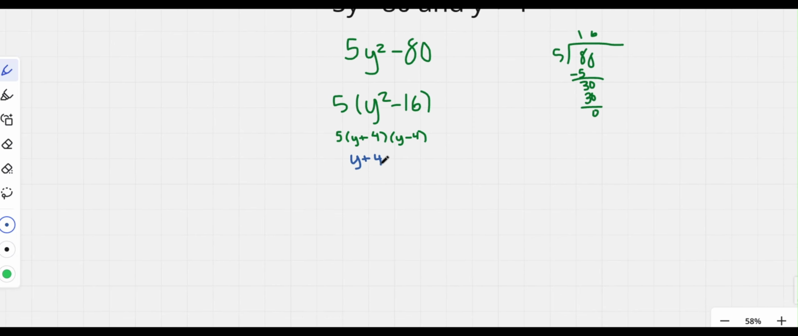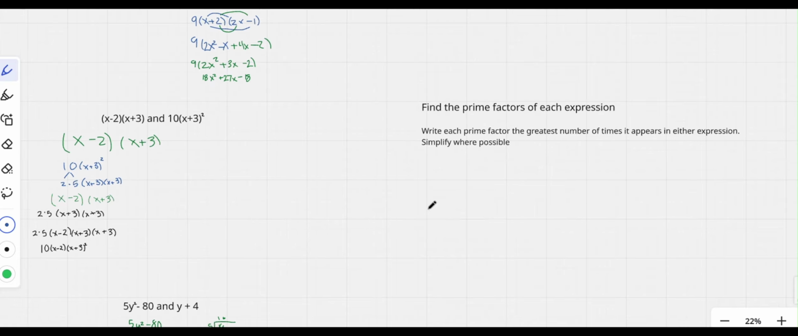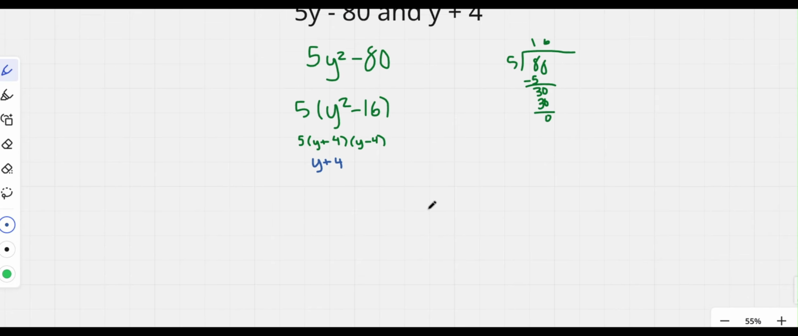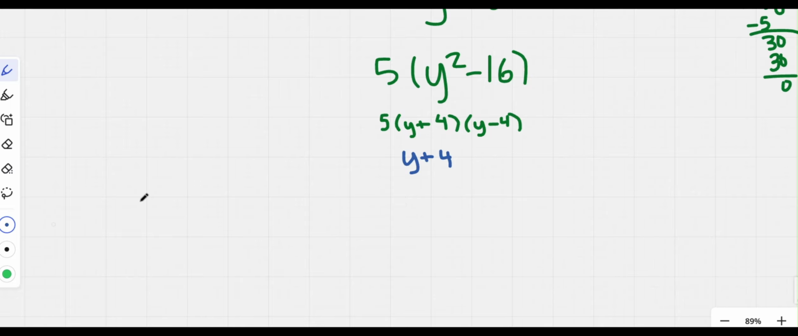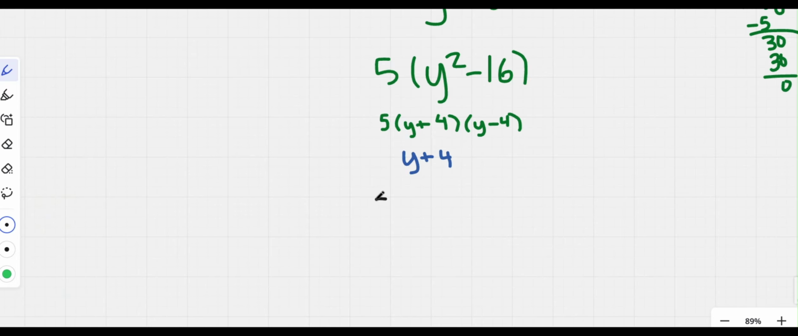Now we're going to write each prime factor the greatest number of times it appears in either expression. So 5 appears once between each expression. Y plus 4 appears once. And y minus 4 appears once.